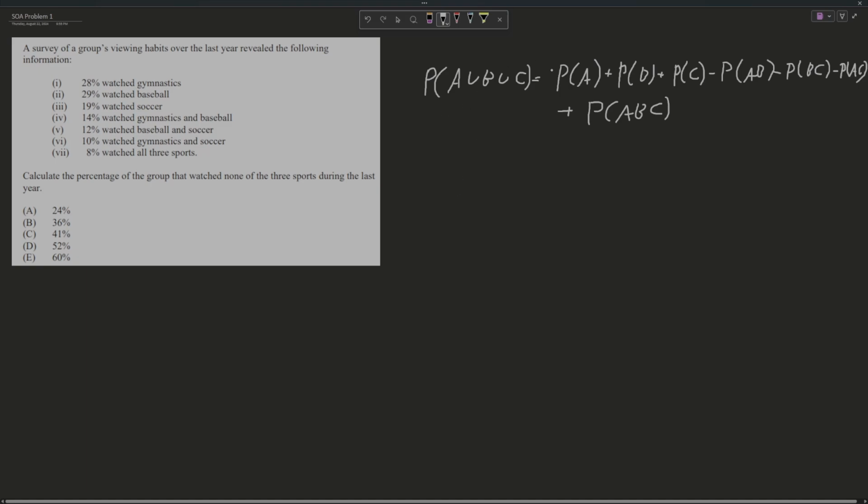Now, we're trying to find the complement of this because none of the three. So the complement would be 1 minus our 28% plus 29% plus our 19% minus 18% minus 12% minus 10% plus our 8%.